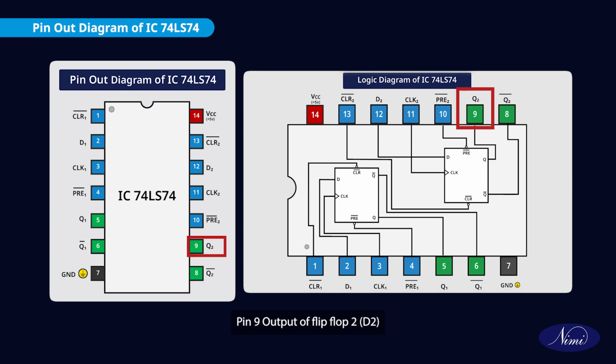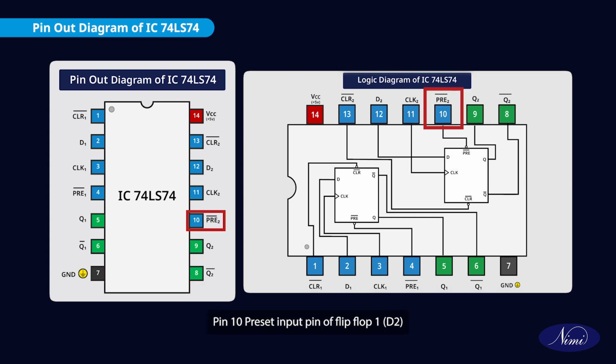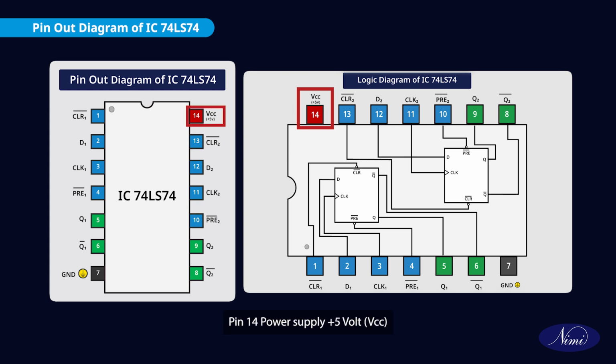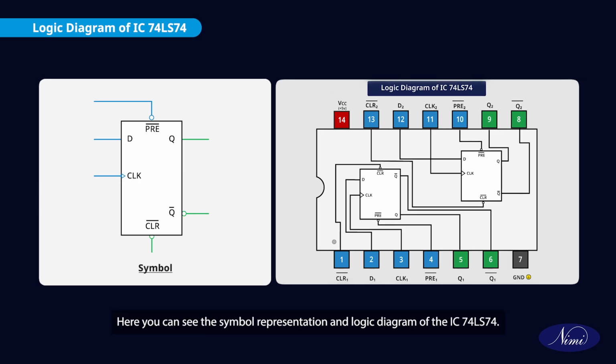Pin 9, output of flip-flop 2 D2. Pin 10, preset input of flip-flop 2 D2. Pin 11, clock input pin of flip-flop 2 D2. Pin 12, data input pin of flip-flop 2 D2. Pin 13, data clear input pin of flip-flop 2 D2. Pin 14, power supply plus 5V VCC. Here you can see the simple representation and logic diagram of the IC74LS74.